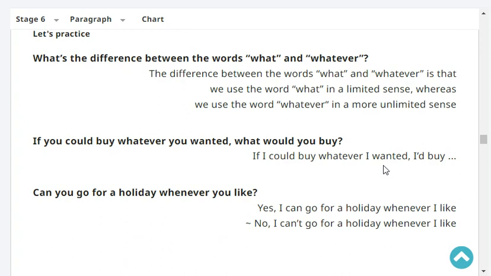If you could buy whatever you wanted, what would you buy? If I could buy whatever I wanted, I'd buy a new house. Very good.